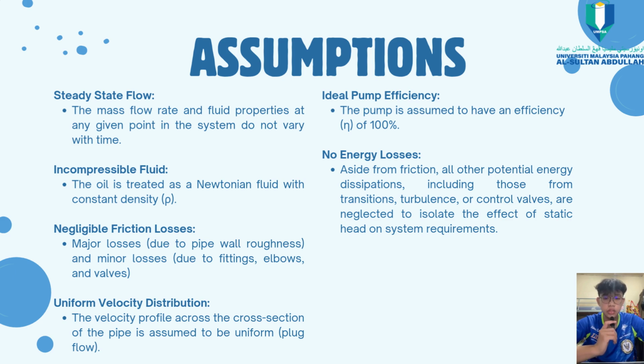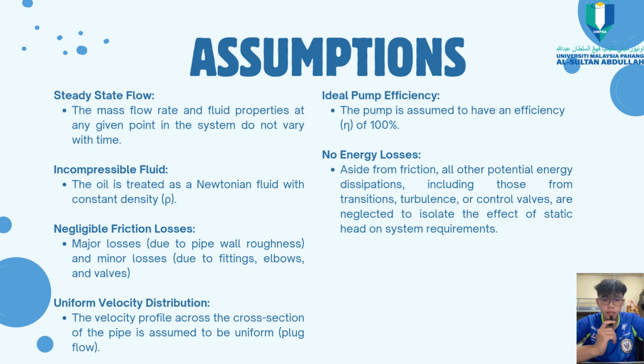Major losses due to pipe wall roughness and minor losses due to fittings, elbows, and valves are excluded from the initial energy balance to establish the theoretical ideal power requirements. Fourth, we have uniform velocity distribution. The velocity profile across the cross section of the pipe is assumed to be uniform, which is known as plug flow, allowing for the use of average velocity in the kinetic energy terms of the energy equation.